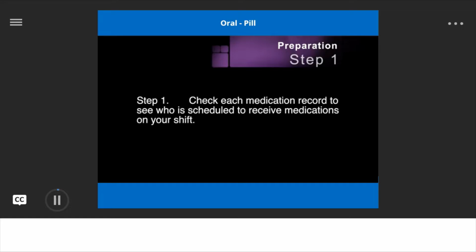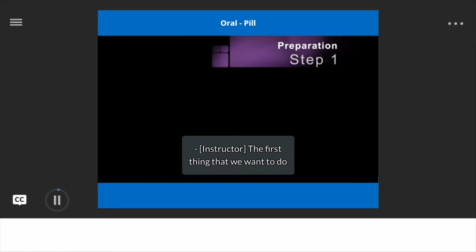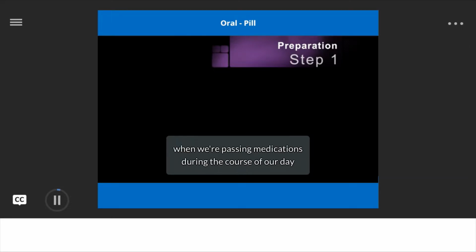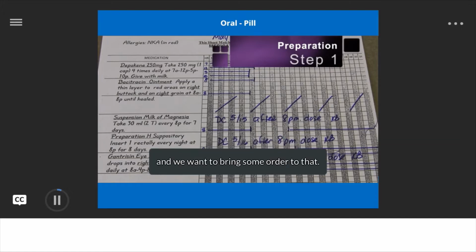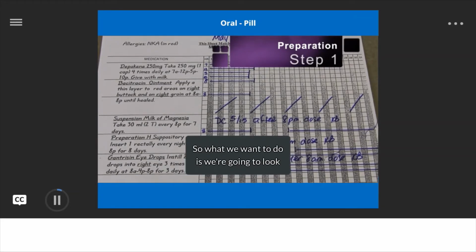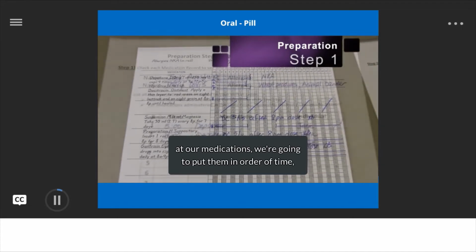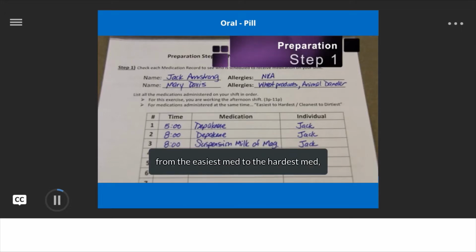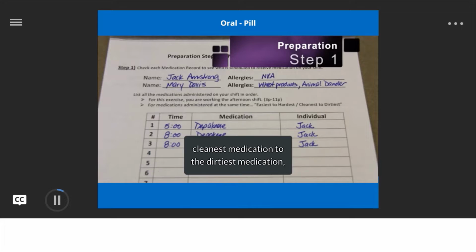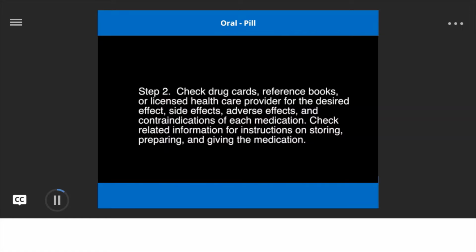Oral pill, step 1. Check each medication record to see who is scheduled to receive medications. The first thing that we want to do when we're passing medications during the course of our day is go over our medications in respect to what medications we're going to be giving at what time. We want to bring some order to that. So we're going to look at our medications and put them in order of time, who we're giving our meds to, and then of course we're going to be giving medications from the easiest med to the hardest med, cleanest medication to the dirtiest medication, starting with oral medications first.